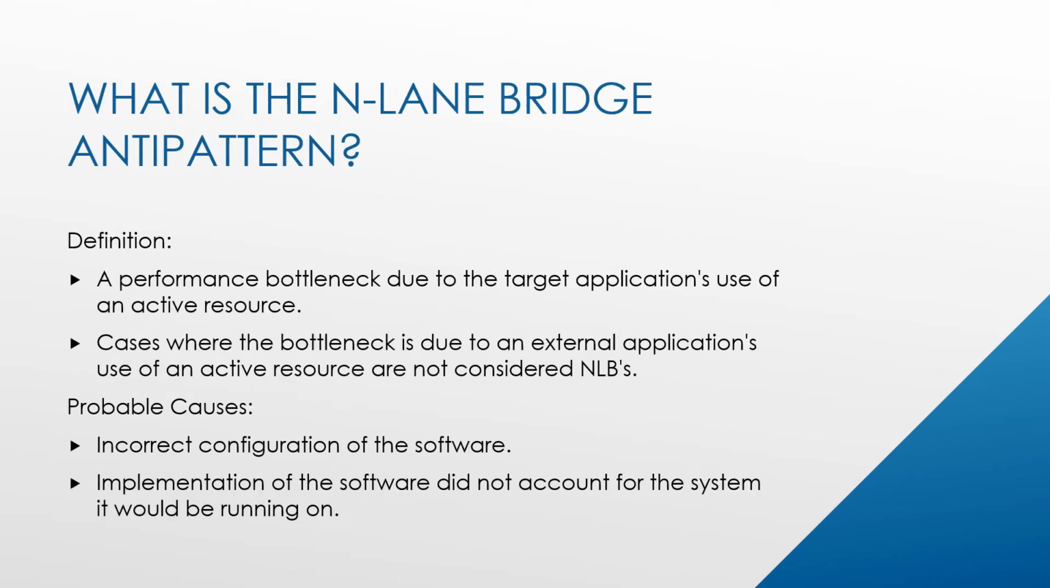So what exactly is an N-lane bridge antipattern? An N-lane bridge antipattern is a performance bottleneck caused by the target application's use of an active resource. But an active resource can also be congested due to external activity. So, cases where the bottleneck is due to an external application's use of the active resource are not considered n-lane bridge antipatterns.